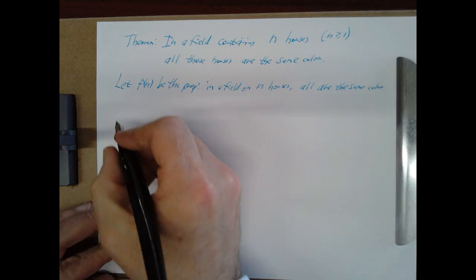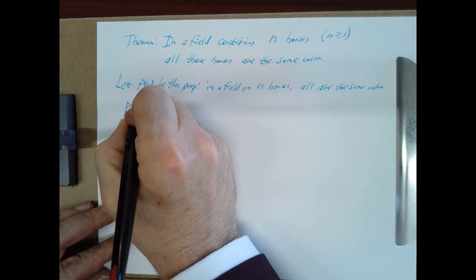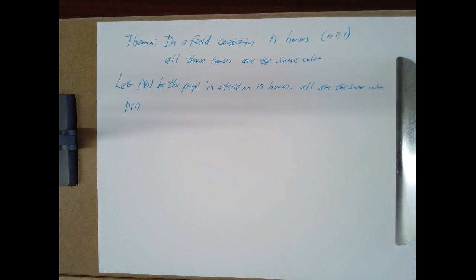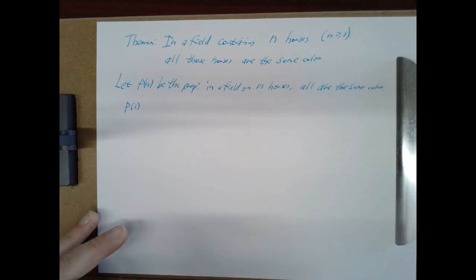All right, well, what does P of 1 say? It says if you have a field containing one horse, every horse in that field will have the same color. And that's clearly true, right? If there's one brown horse, every horse in the field is brown. So P of 1 is certainly true. If there's one red horse, every horse in the field is red. So P of 1 is definitely true.